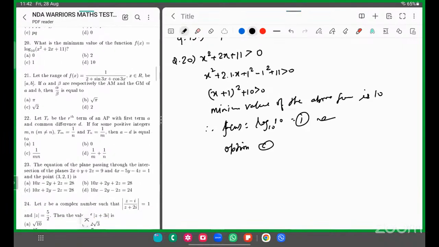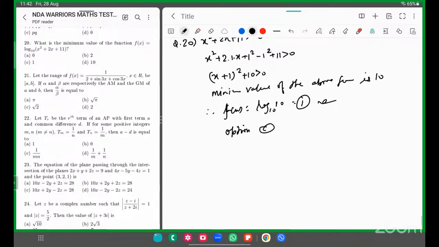Then let the range of the function be a to b. If alpha and beta respectively are the arithmetic and geometric means of a and b, then alpha by beta is equal to what? Okay. First we need to find out the range for this function: sin 3x plus cos 3x.